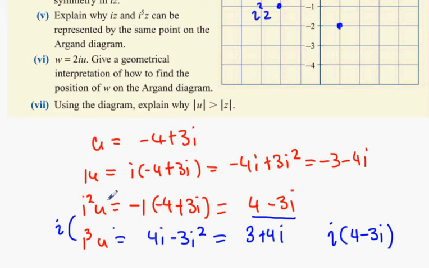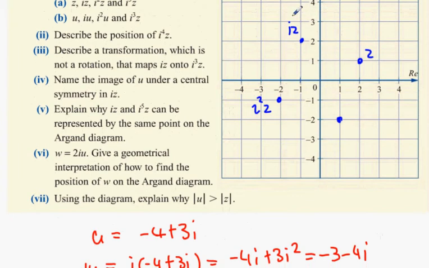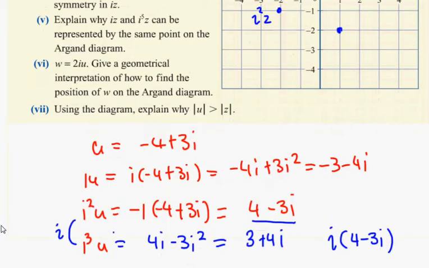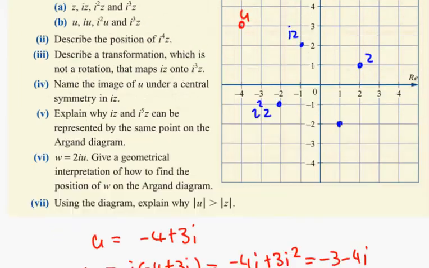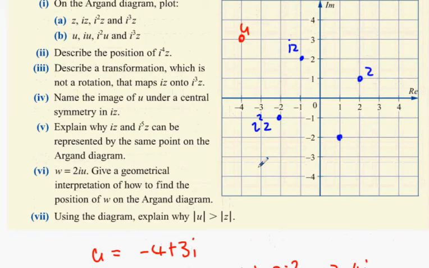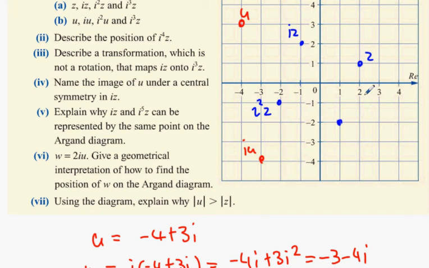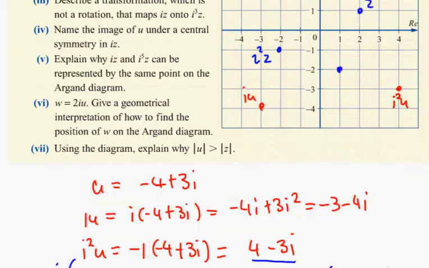Okay, so let's start off with this. Minus 4 plus 3i is located where? We'll do these in red. Minus 4 plus 3i. Anybody? Red line up here. Where's iu then? Minus 3 minus 4i is iu. Then the next one after that, 4 minus 3i. 4 across and 3 down. That's i squared u. And then finally i cubed u.